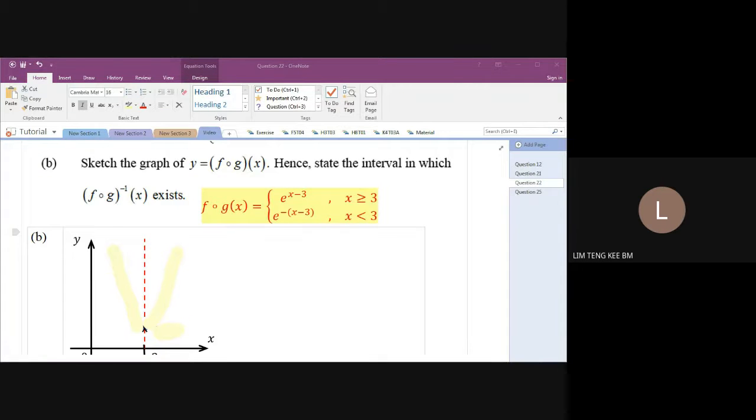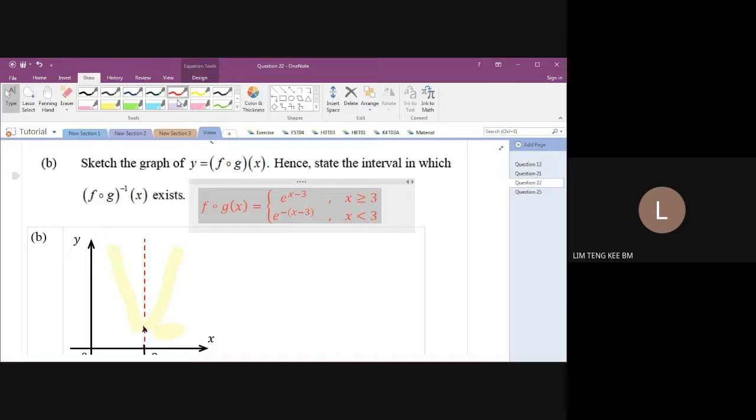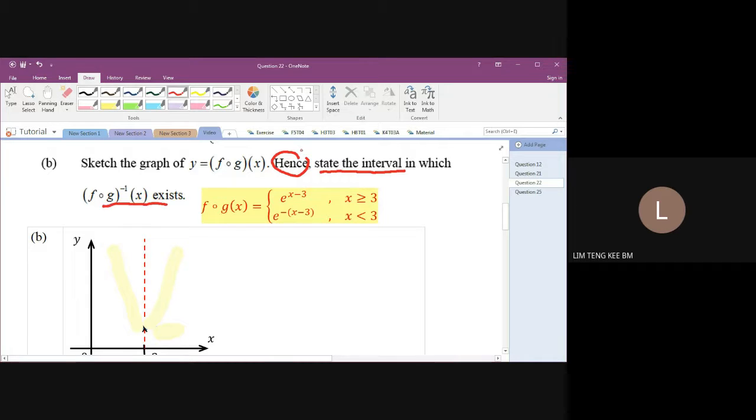Okay, then continue. Question 22b. In these questions here, they require us to first sketch the graph of y equals fg, which is the composite function that we found in part A, where this composite function happens to be a piecewise function. Then hence, state the interval in which the fg inverse exists.